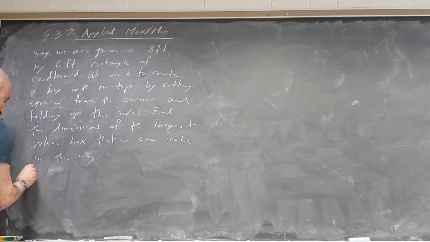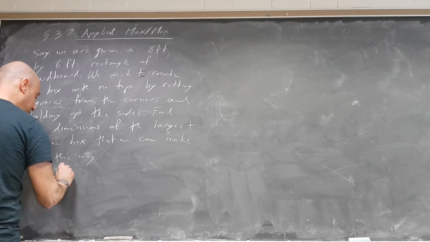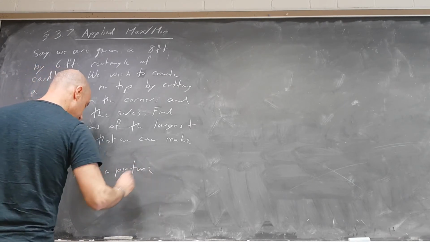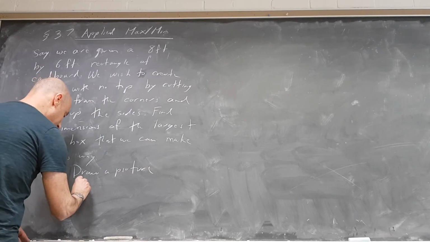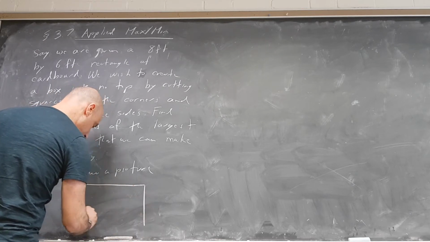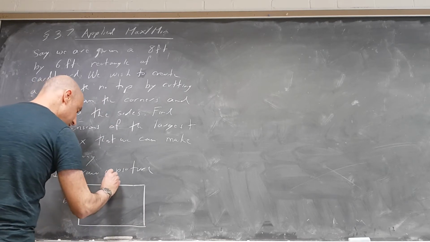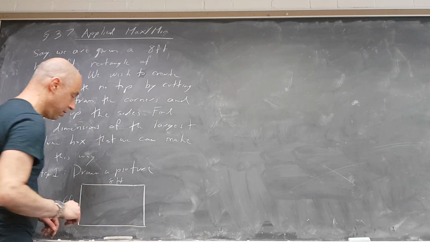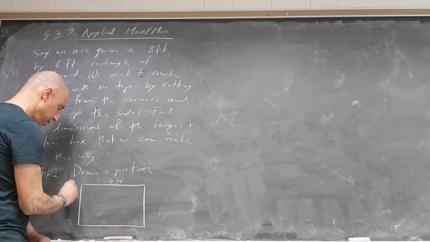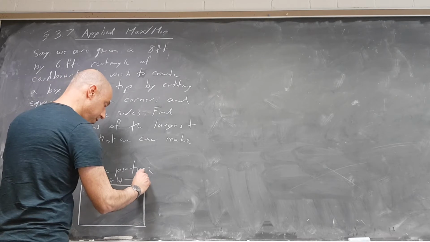Step 1, and this probably doesn't come as a huge surprise in light of some things we've been doing recently, draw a picture. So let's start with our 6 foot by 8 foot piece of cardboard. So this side, the short side, will be 6 foot, and the long side will be 8 foot. So it's 6 foot from here to here, and 8 foot from here to here.